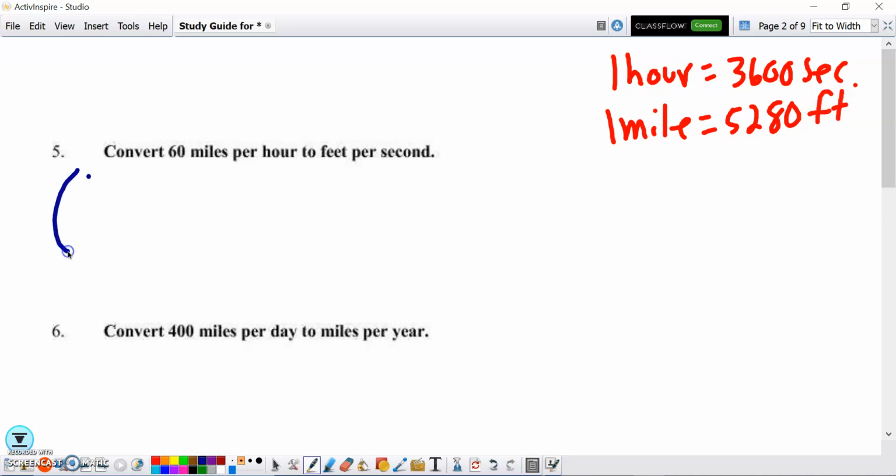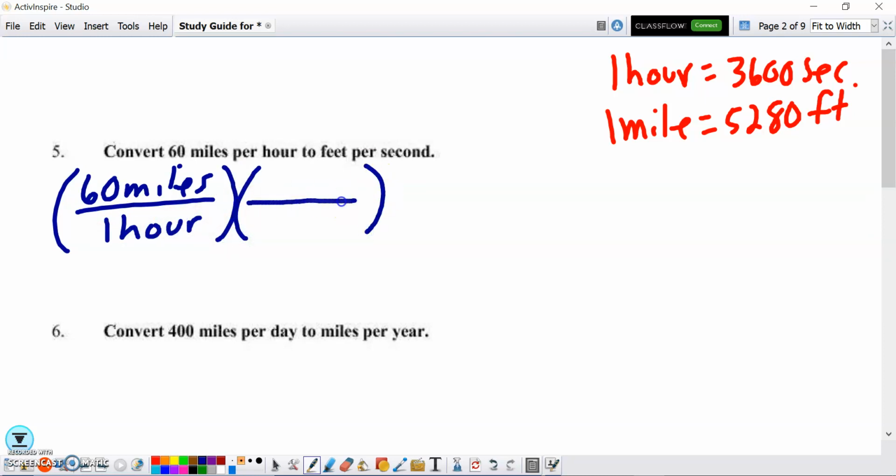So we're going to take 60 miles and put that over 1 hour, 60 miles per hour. Okay, now you need to decide what you want to get rid of next. I think I will get rid of the hour. So what do I know? I know that 1 hour is 3,600 seconds. And that will allow me to eliminate the hour.